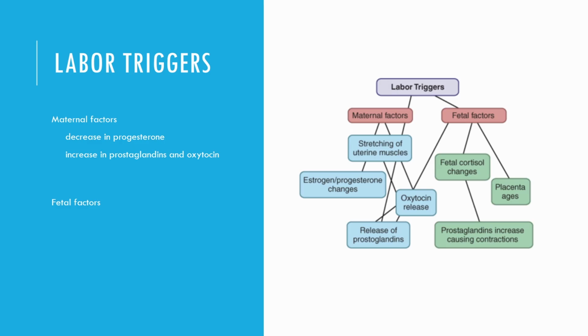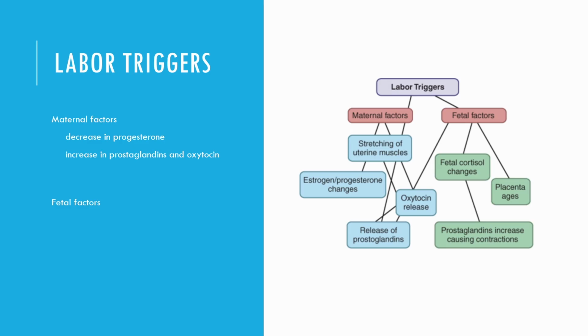Maternal factors that they've found: once the muscles of the uterine lining get stretched to the maximum capacity, then it can cause labor to begin. That causes oxytocin to be released, which then releases prostaglandins, which stimulates labor to begin.